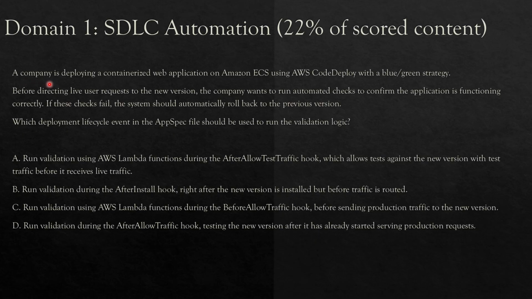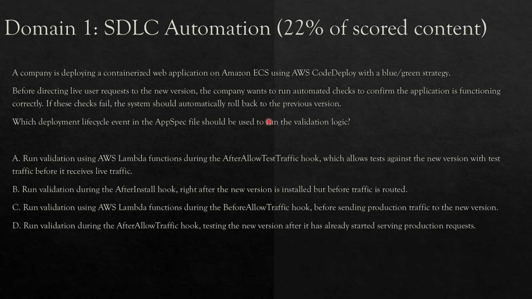The question is very simple: a company is deploying a containerized web application on ECS using CodeDeploy with a blue-green strategy. Before directing live user requests to the new version, the company wants to run automated checks to confirm the application is behaving correctly. If these checks fail, the system would automatically roll back to the previous version. Which deployment lifecycle event in an AppSpec file should be used to run the validation logic?